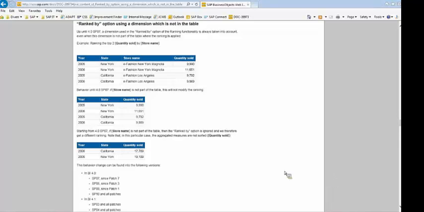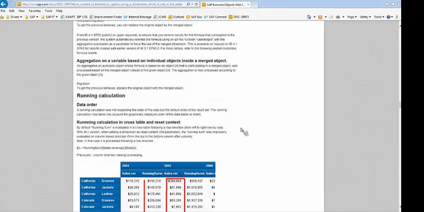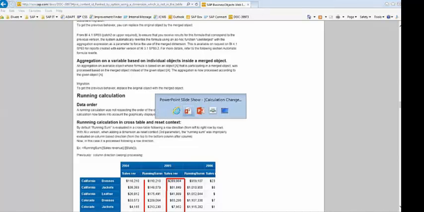So that's a very comprehensive document. You have here, for instance, the problem I mentioned before on the running calculation, the aggregation on the individual objects inside merged objects, etc. Whenever possible, we give you a workaround for this behavior change. So that's it for this document.